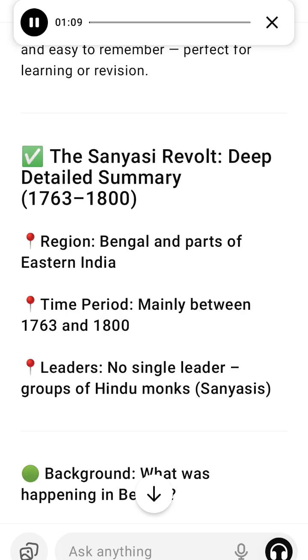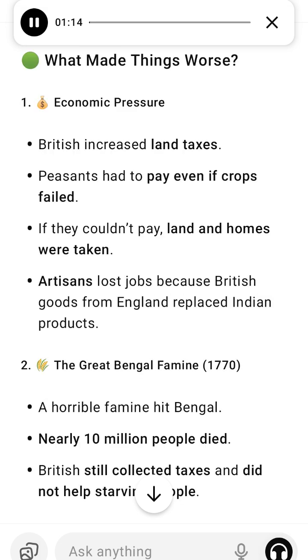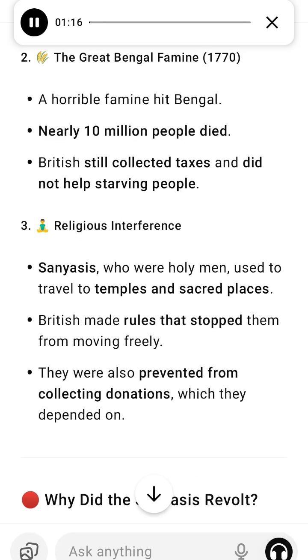3. Religious interference. Sannyasis, who were holy men, used to travel to temples and sacred places. British made rules that stopped them from moving freely. They were also prevented from collecting donations, which they depended on.